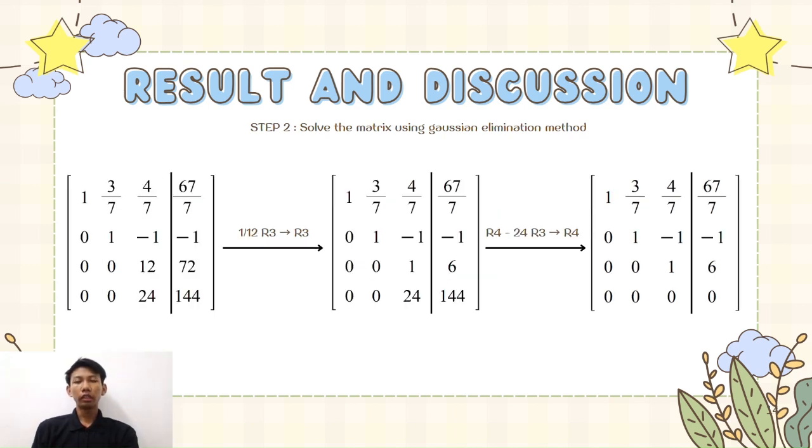Next, we will reduce the third row to become a leading one. We use 1 over 12 R3 and it will become R3, and after that we reduce the fourth row. So we use R4 minus 24 R3 to become the new R4 and we will get 0, 0, 0, 0.